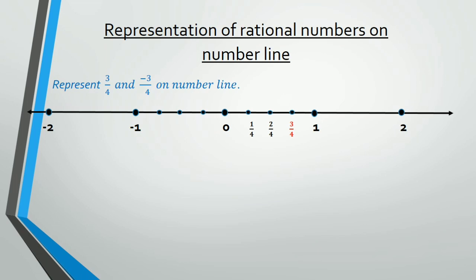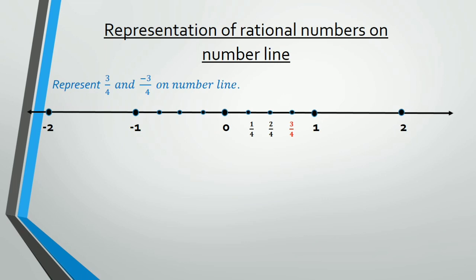Now we know that minus 3 by 4 lies between the integers minus 1 and 0. Therefore we do the same procedure between the division 0 to minus 1, that is, divide the division 0 to minus 1 into 4 equal parts.